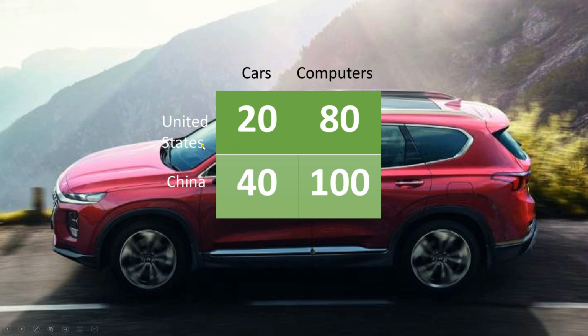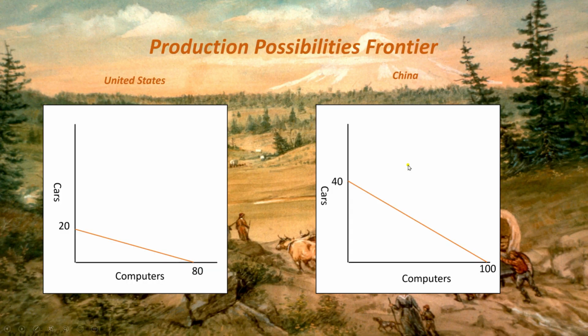So, if the United States focuses all of its energies on the production of cars, then it can produce at most 20 cars. And similarly, if it focuses all of its energies on computers, it can produce at most 80 computers. But it can trade production of cars for production of computers and vice versa. So if it doesn't produce all of its 20 cars here, it can focus some of its energies on producing computers, and it can produce some computers. And it's the same way for China. And so the production possibility frontiers of the 2 countries look like this.